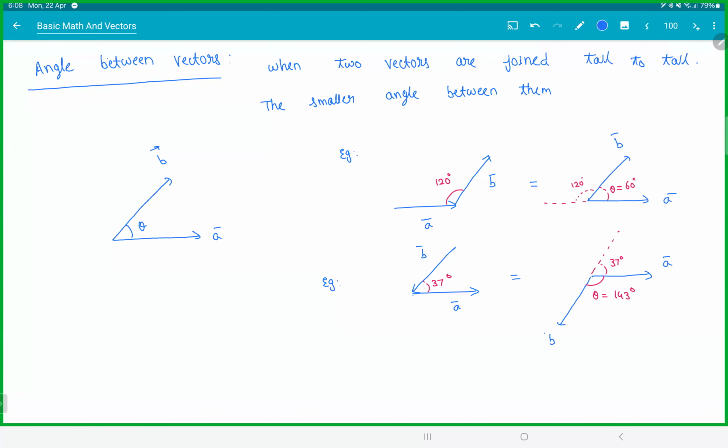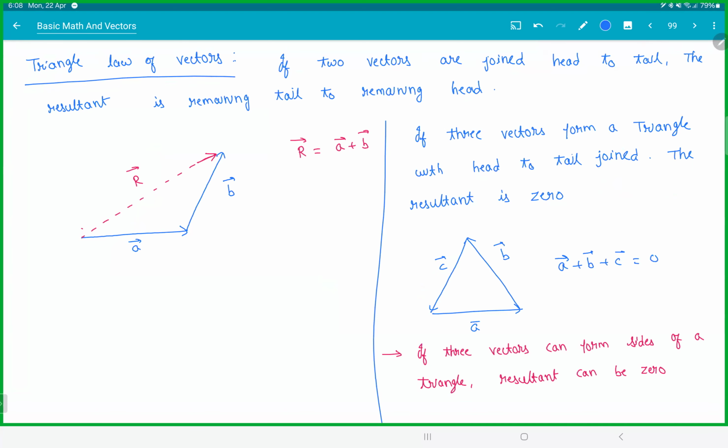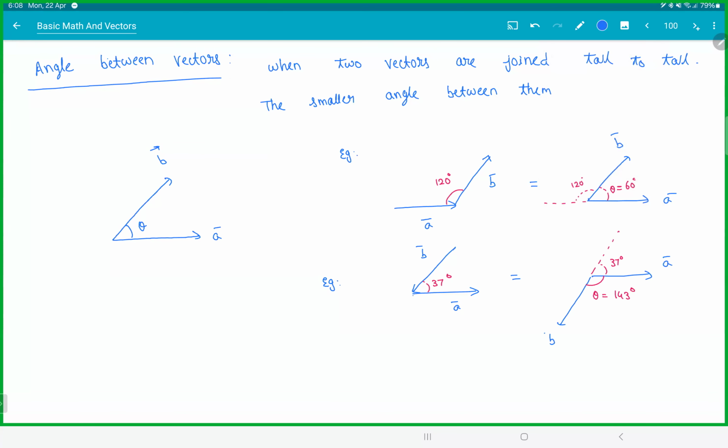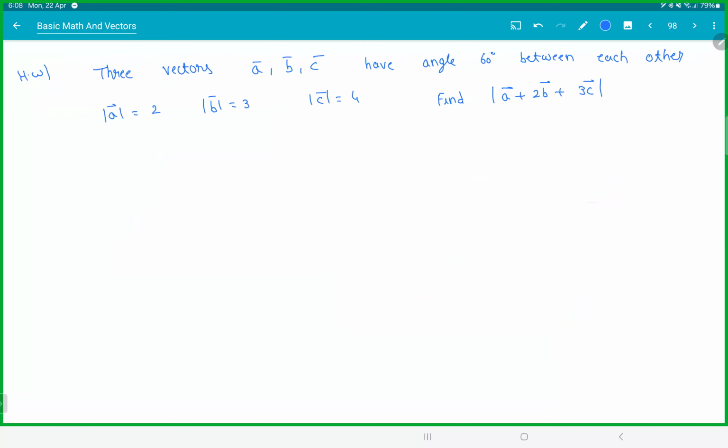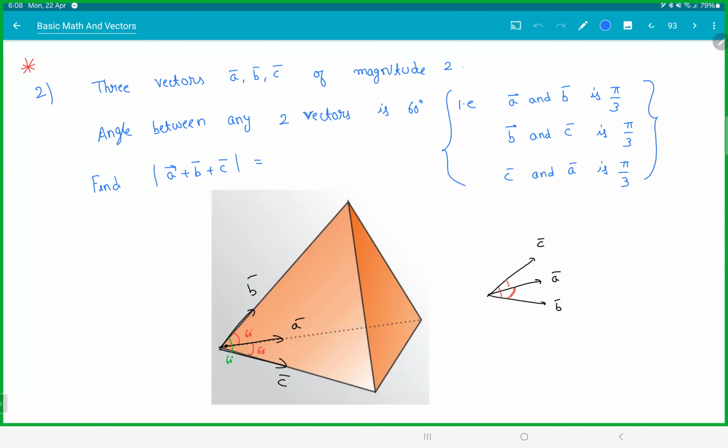So these are the two concepts that we learned. One, if three vectors can form the sides of a triangle, the resultant can be 0, right? And the angle between the vectors is when you join them tail to tail. Clear? Let's see a question on this. Last question number was 14.